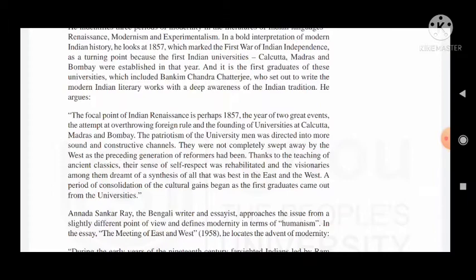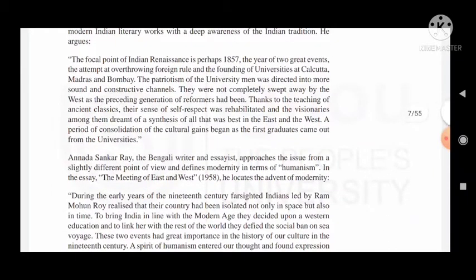He argues the focal point of the Indian Renaissance is perhaps 1857, the year of two great events: the attempt at overthrowing foreign rule and the founding of universities at Calcutta, Madras and Bombay.